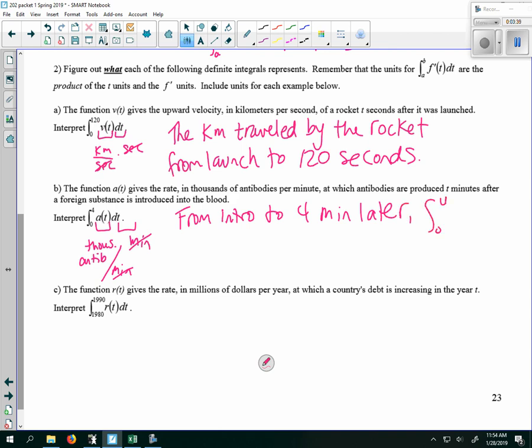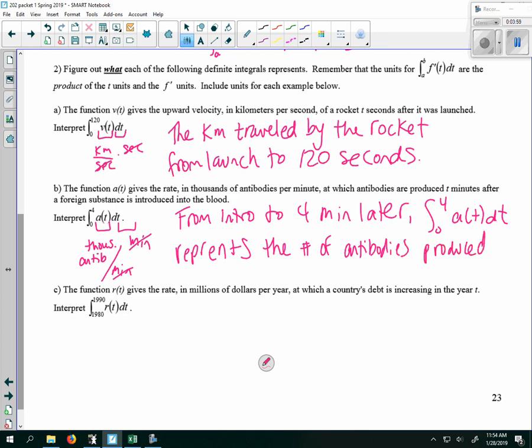the integral from 0 to 4 of A of t dt represents the number of antibodies produced in thousands.